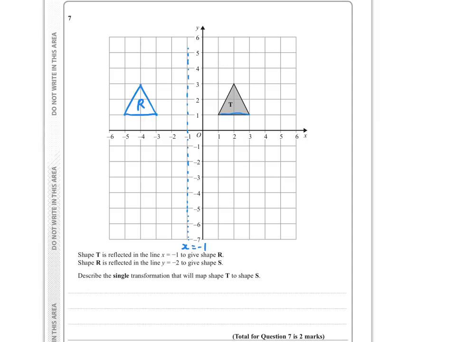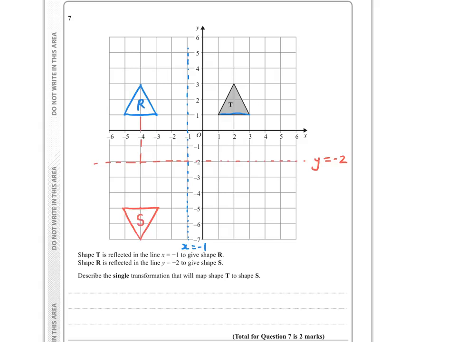And then R is reflected in the line y equals -2. So y is -2 is this line here. I'm doing it dotted, you probably should do a solid line in the exam. So y equals -2, and so that's 1, 2, 3 units away, so it's going to be 3 units this way. And again, we just draw the triangle and label it S.